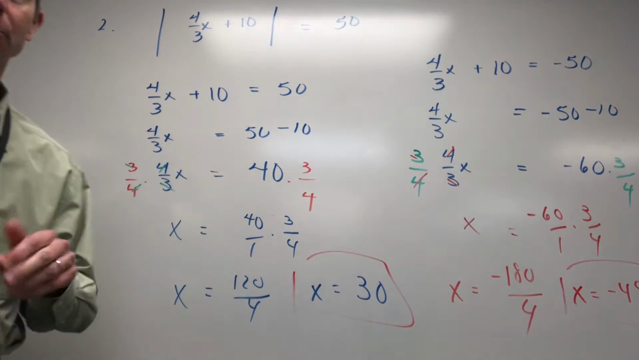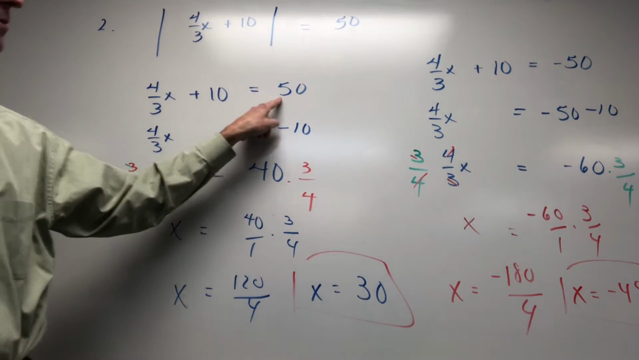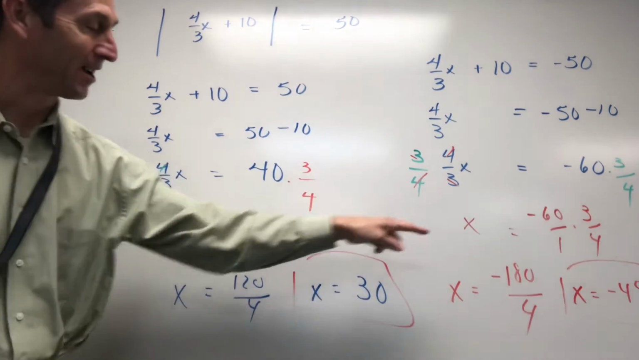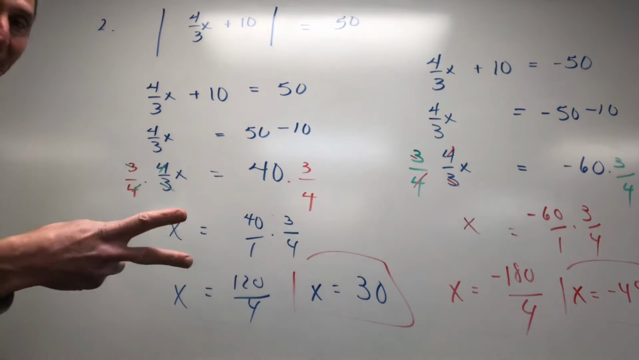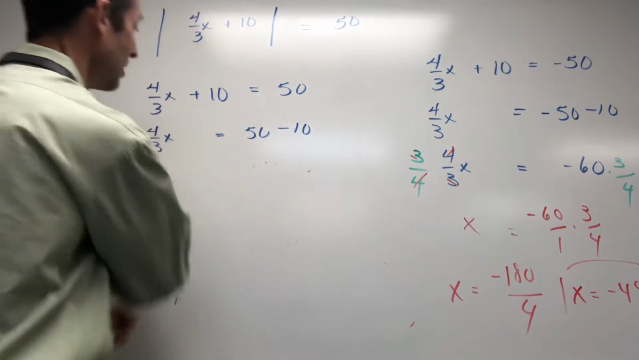So three types of problems today. That's the first type, when it's equal. Set it positive, set it negative, do your math over here, two answers. Okay, that's when it's equal. Let's do the bad one, when it's greater than.